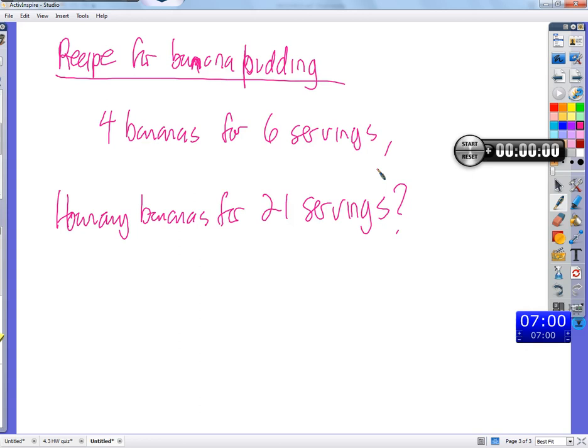Well, it sets up quite a few different ways. So, what do you think? What ratios could we set equal to each other? Like this to that must be the same as this to that. Yeah. 4 over 6 and x over 21.